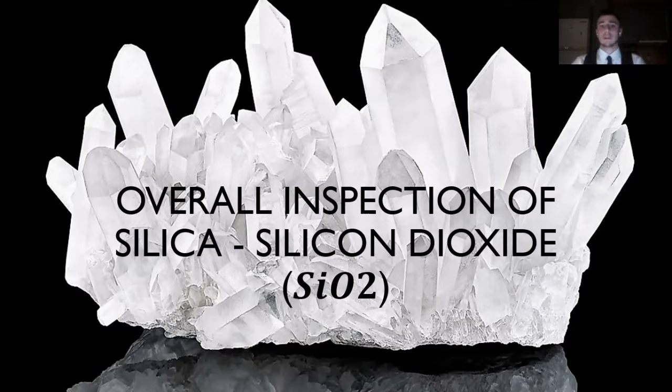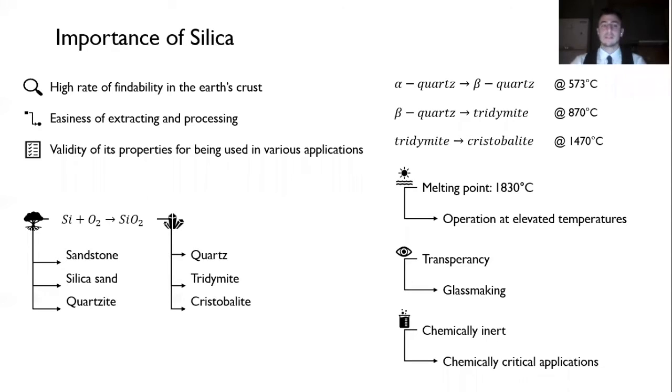We will talk about an overall inspection of silica. The importance of silica comes from its high rate of findability in the Earth's crust, easiness of extracting and processing, and validity of its properties for being used in various applications. So silica in nature can be found in the forms of sandstone, silica sand, and quartzite. And its crystalline forms are counted as quartz, tridymite, and cristobalite.